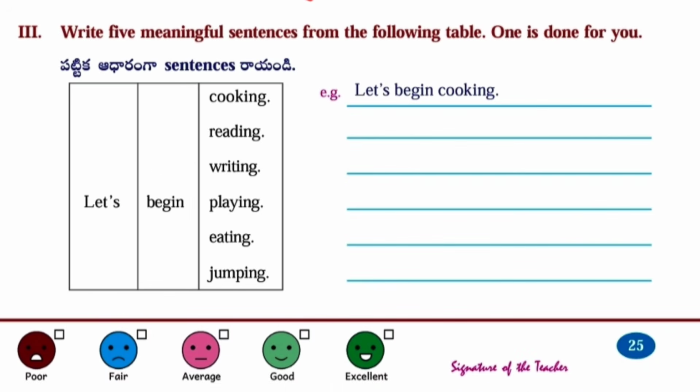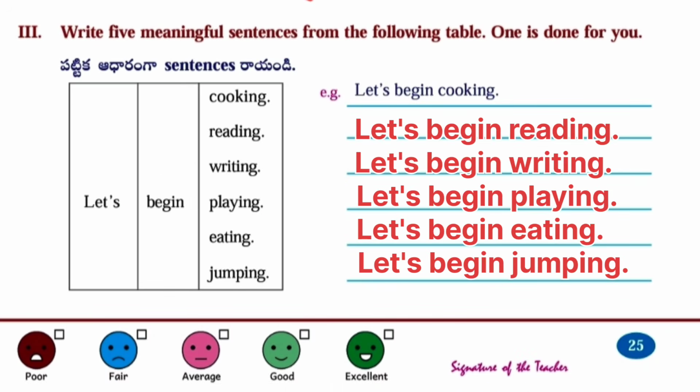And next one, write the meaningful sentences from the following table. One is done for you. Here a table is given. Let's begin cooking, reading, writing, playing, eating, jumping. Now we have to frame some sentences by combining these words. Example, let's begin cooking. Let's begin reading. Let's begin writing. Let's begin playing. Let's begin eating. And let's begin jumping.